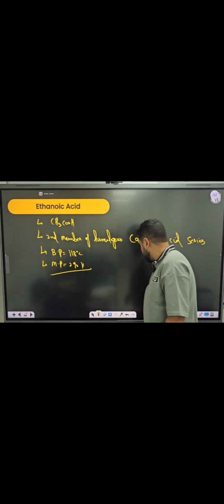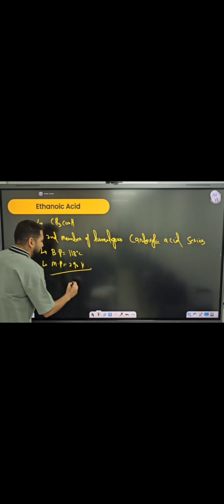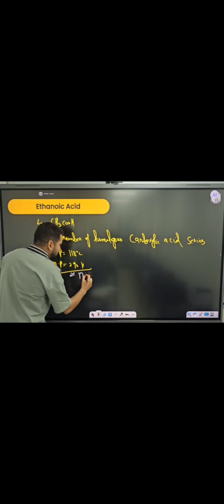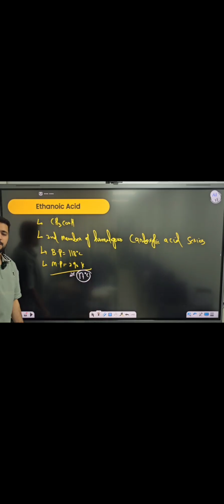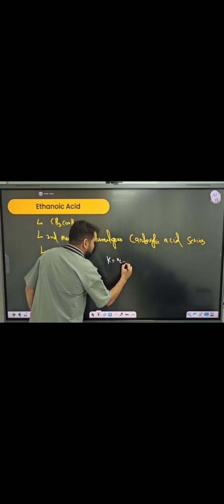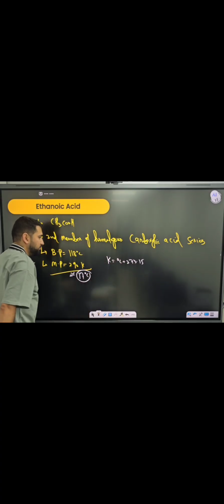Now look here, one interesting point that I will let you know. This ethanoic acid's melting point is 290 Kelvin, which is approximately equal to 17 degrees Celsius. We have the formula: temperature in Kelvin equals degrees Celsius plus 273.15. Now you can do the conversion. 290 minus 273.15 gives approximately 17 degrees Celsius. So 17 degrees Celsius is its melting point.